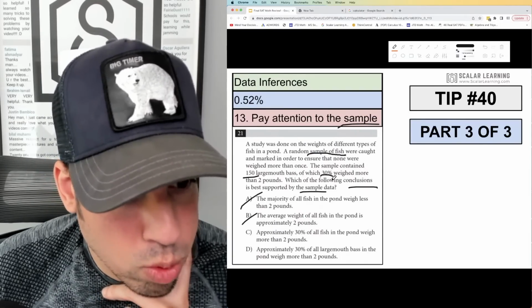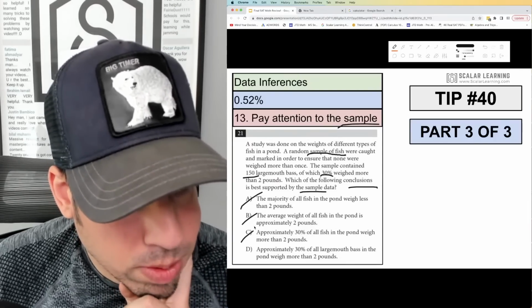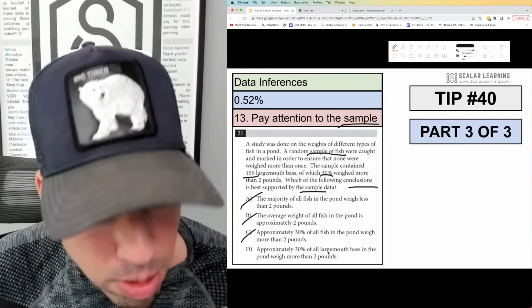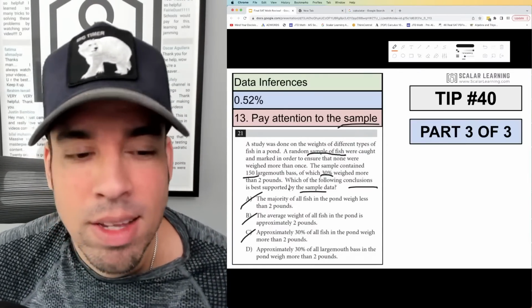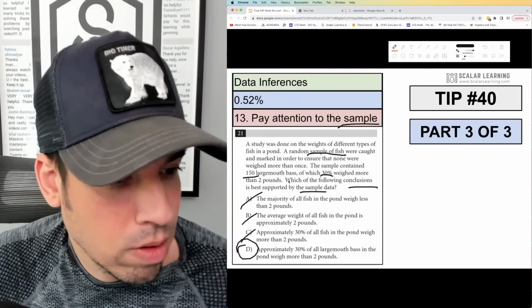The average weight of no way, right, is approximately 2 pounds. It said 30% weigh more than. Approximately 30% of all fish. Nope, because that's not what they were talking about. Approximately 30% of all largemouth bass in the pond weigh more. That makes sense because that lines up with our sample, and then the subsample, you could say, of the largemouth bass.